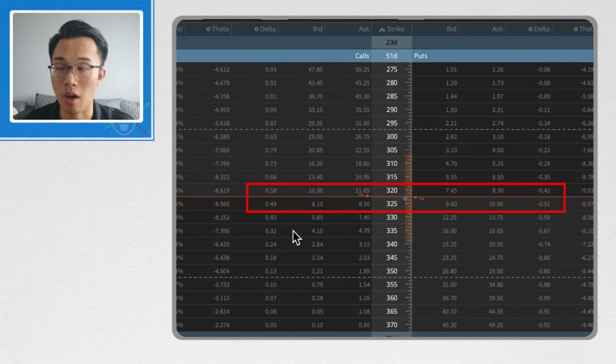At the money call options, the delta will be the closest to 0.5. And at the money put options, the delta will be the closest to negative 0.5.